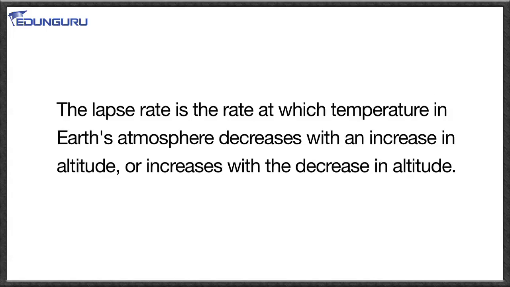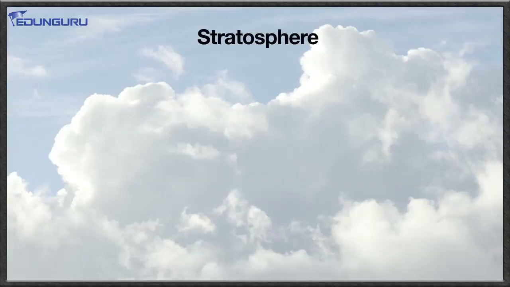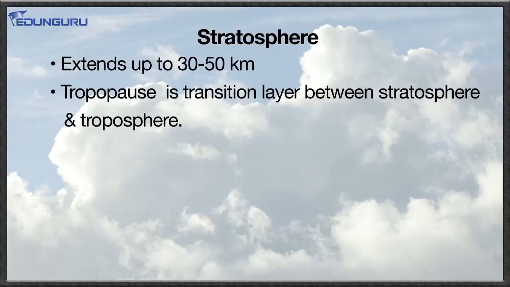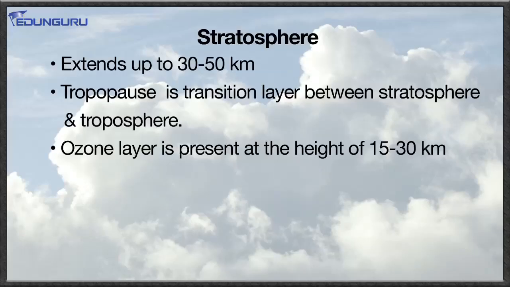Now let's talk about the next layer, what we call stratosphere. Stratosphere extends up to 30 to 50 kilometers. The layer which separates the stratosphere and troposphere is called the tropopause. One of the main important events in the stratosphere is the presence of the ozone layer.